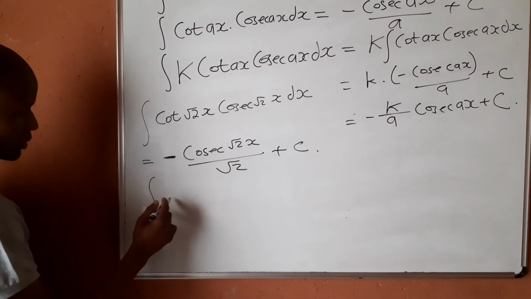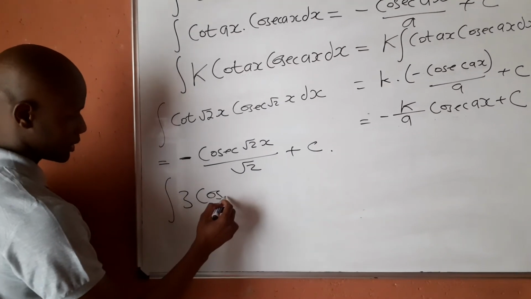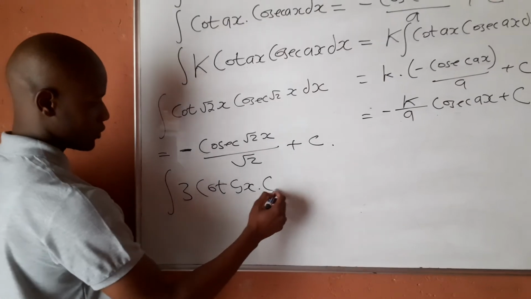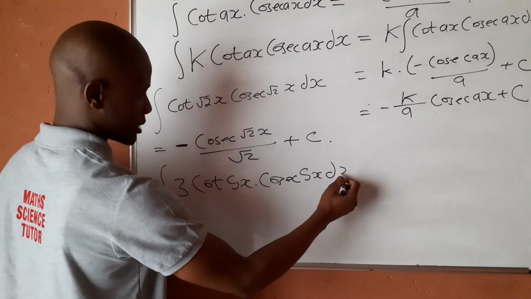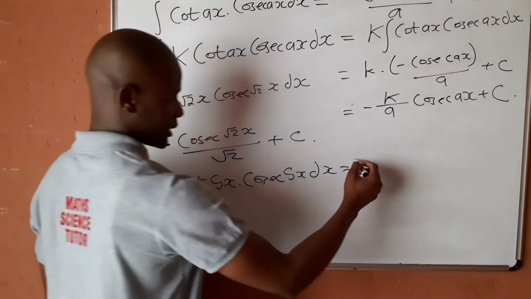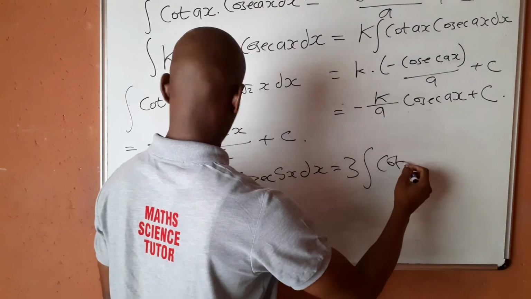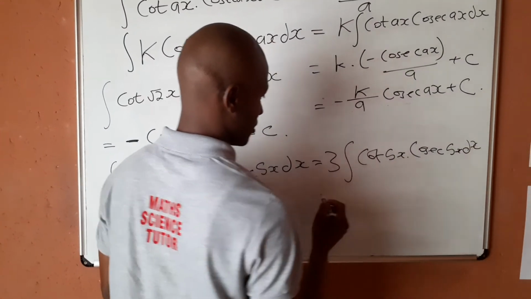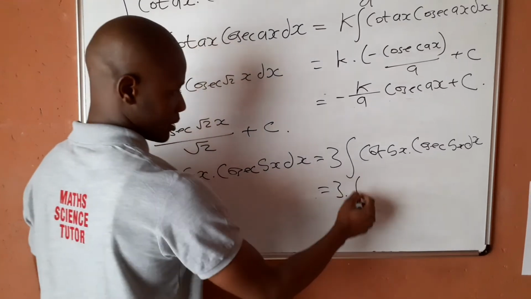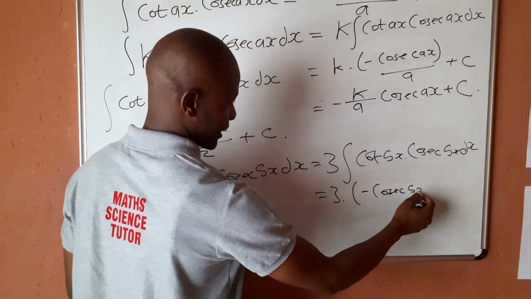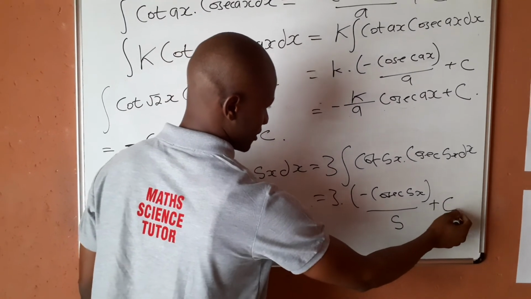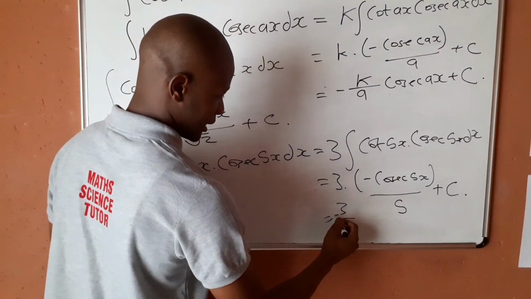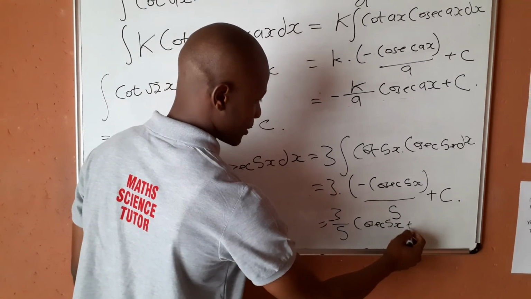Integrate 3 cot 5x cosec 5x dx. We take out 3 as a common factor: 3 integral cot 5x times cosec 5x dx, which is 3 multiplied by negative cosec 5x divided by 5 plus c. 3 divided by 5, which is 3 over 5, negative cosec 5x plus c.